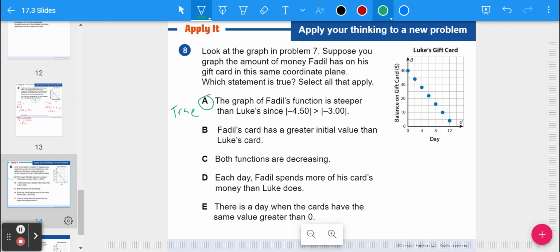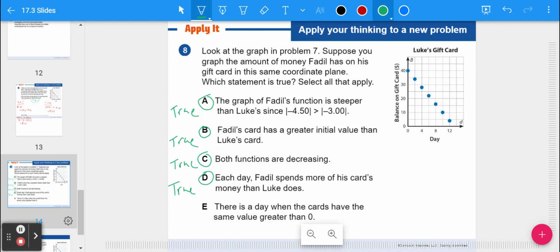B, Fadil's card has a greater initial value than Luke's card. Well, Fadil's was 50, that's true. Luke's was 40. Both functions are decreasing, that is also true. They're both going down in amounts. Each day Fadil spends more on his card's money than Luke does. That is true. It's going down faster. And there's a day when the cards have the same value greater than 0. That's something we'd have to look at.